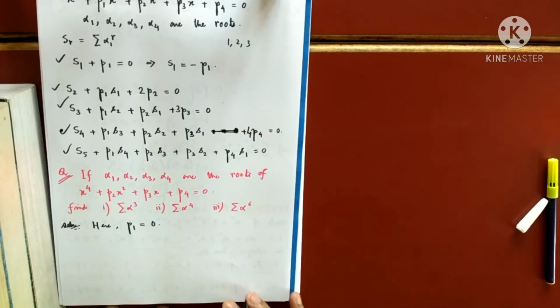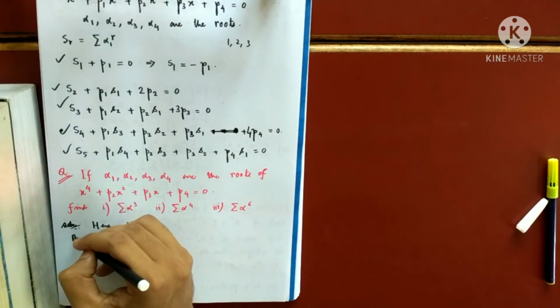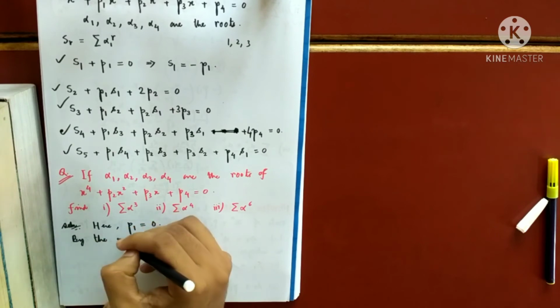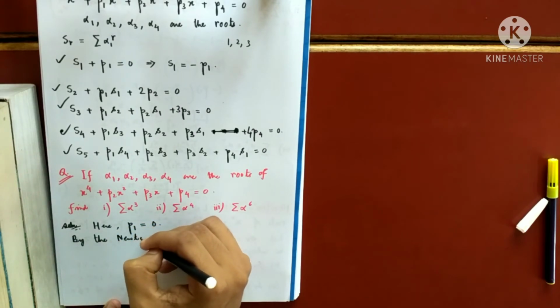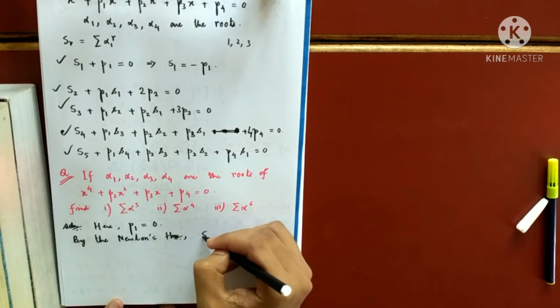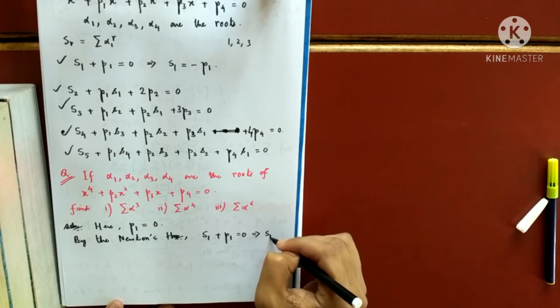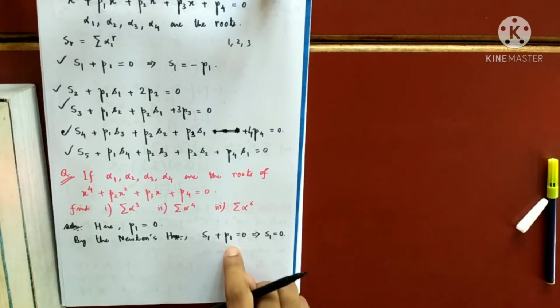Okay. You may start finding S1, S2 and so on. So by Newton's theorem, S1 plus P1 equals 0. So that will imply S1 is 0 again, because P1 is 0, so S1 will also become 0.